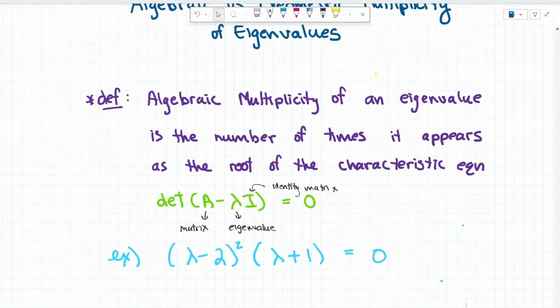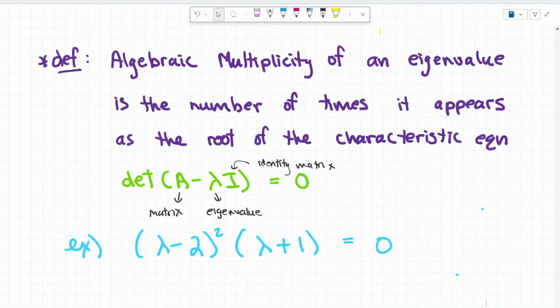Okay, so for those of you who this is your first time watching about this, we're just going to go over what is algebraic multiplicity of an eigenvalue. It is the number of times the eigenvalue appears as the root of the characteristic equation or polynomial. The characteristic equation is defined here as the determinant of A minus lambda I.